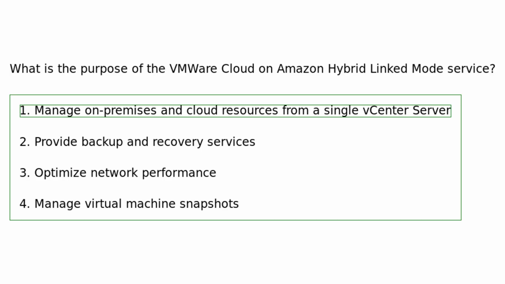The VMware Cloud on AWS Hybrid Linked Mode service enables the management of both on-premises VMware environments and VMware Cloud on AWS resources from a single vCenter server instance, providing a unified management plane for hybrid cloud operations.